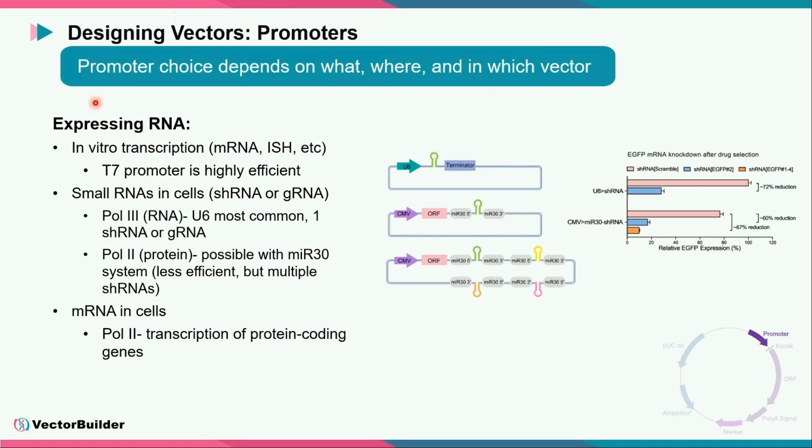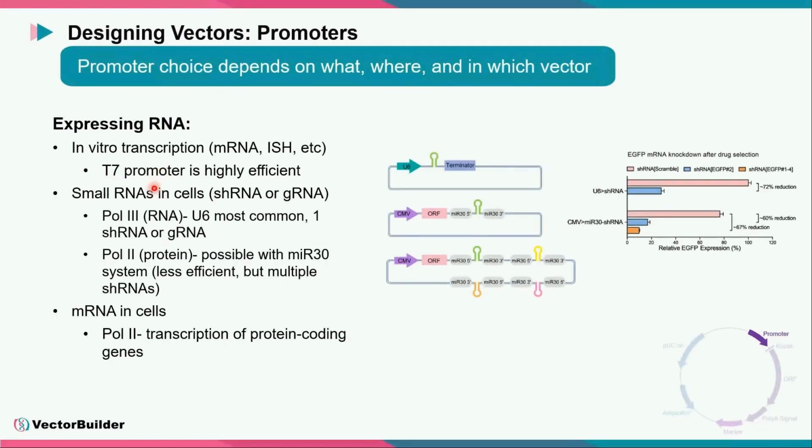If we're expressing RNA, we have a few different options. So if we're trying to get RNA expression outside of cells for in vitro transcription, this is helpful if we want to create an mRNA that we then want to deliver to our cells, or if we want to create an in situ hybridization probe. Then in either of these cases, or in any case for in vitro transcription, a T7 promoter with T7 polymerase is going to be your go-to option.